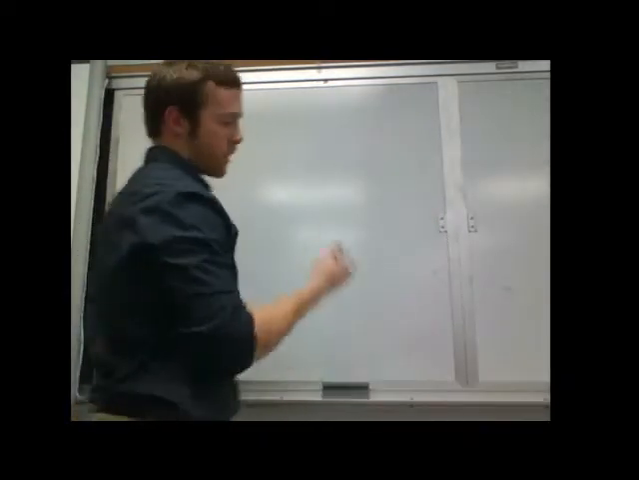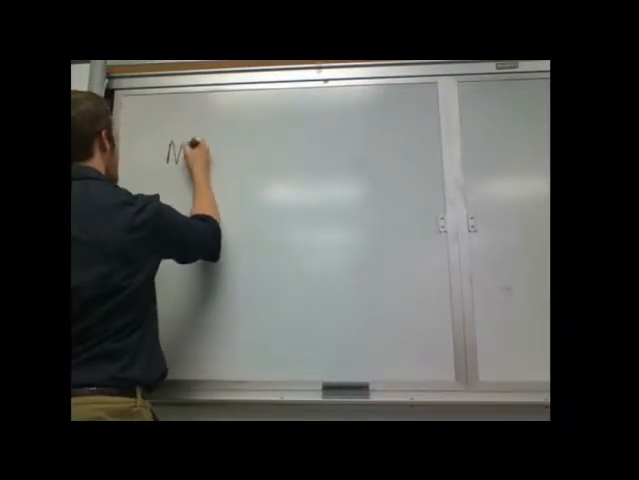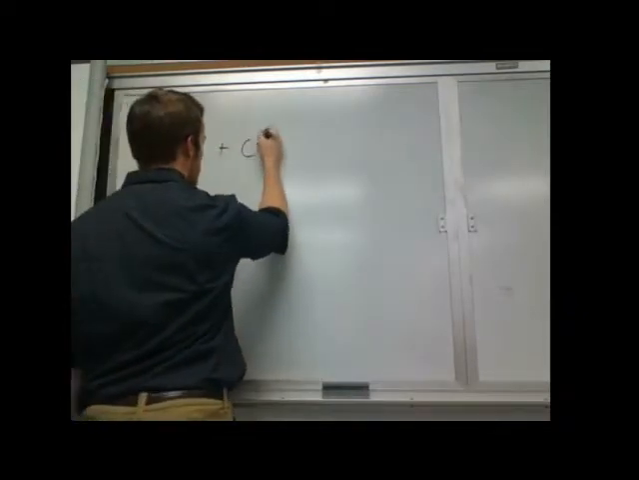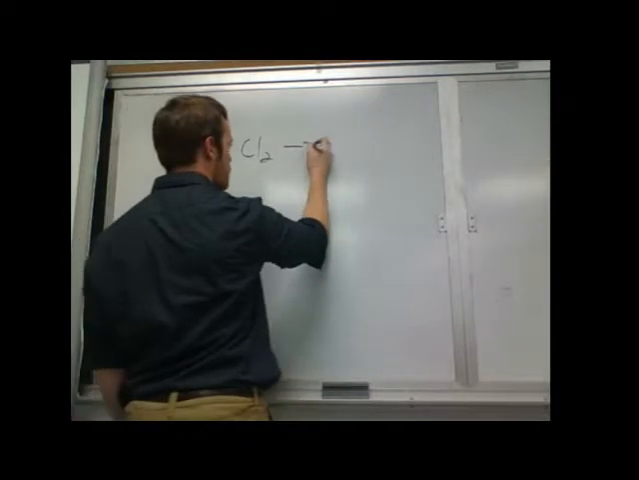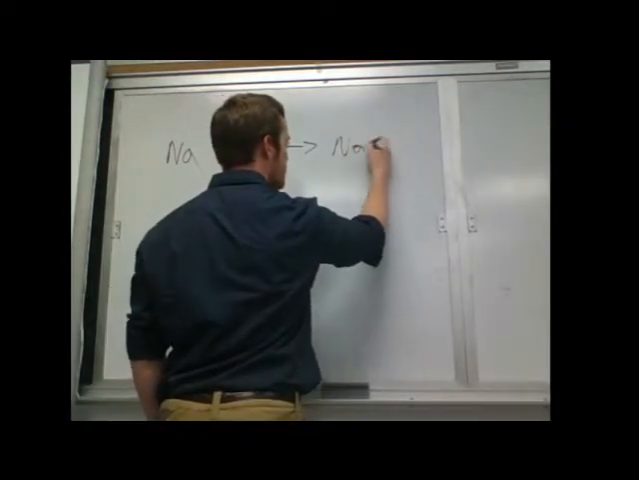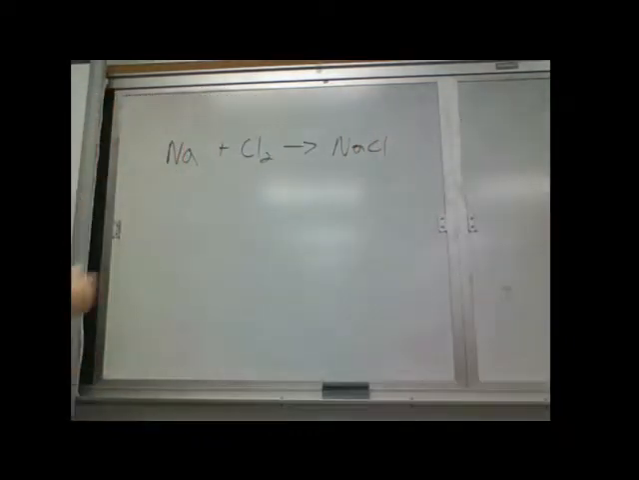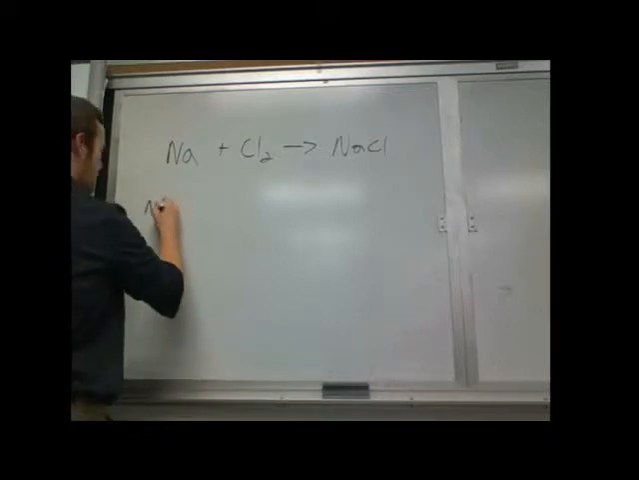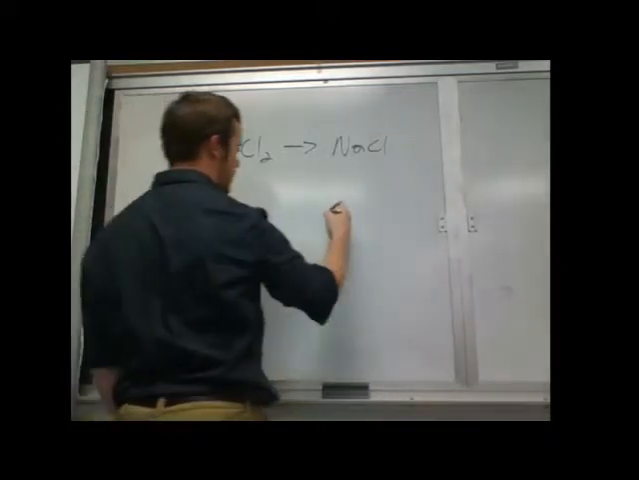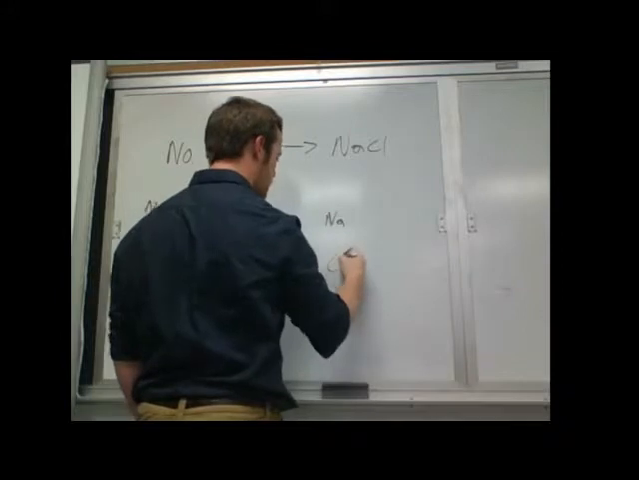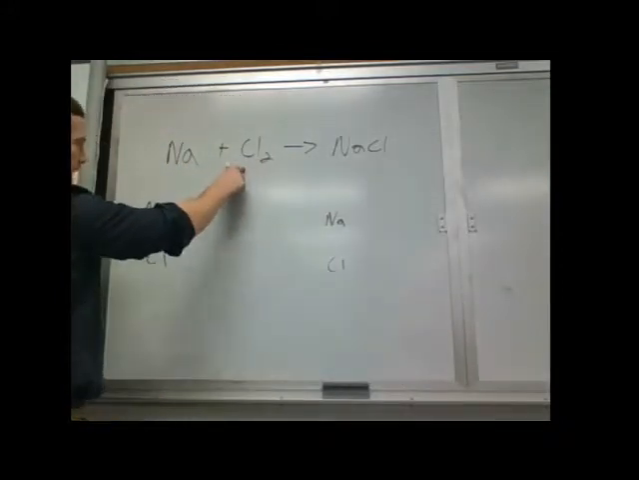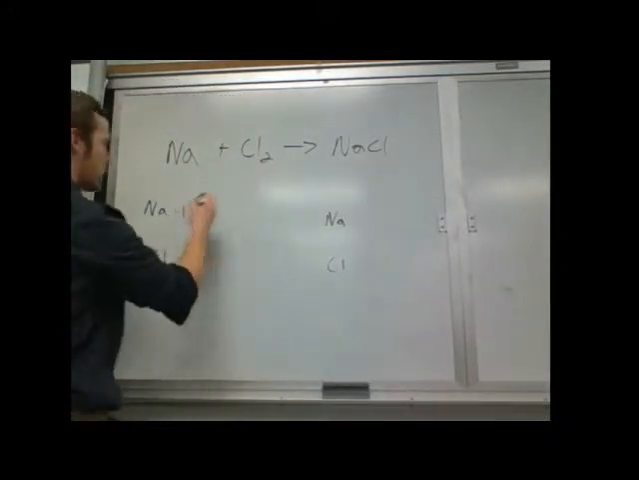Example number two, we are going to have sodium, which is Na, plus our chlorine, which we know is diatomic, producing or yielding NaCl. Again, doing the tally system, I have Na and I have Cl on both sides. On the left-hand side, my reactant side, I have two chlorines and one sodium. I have one sodium and one chlorine.